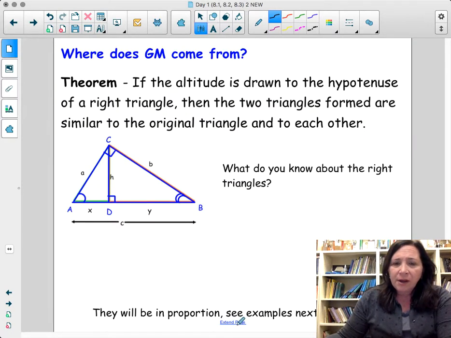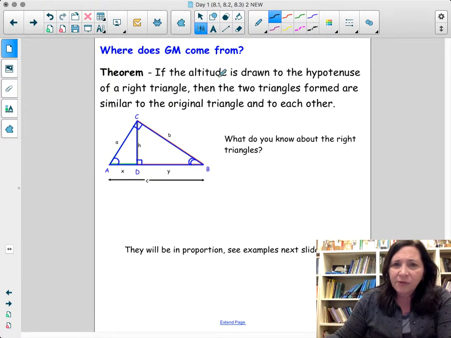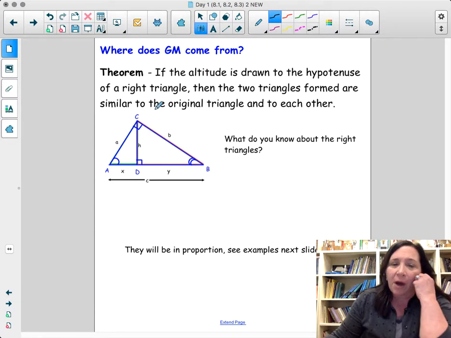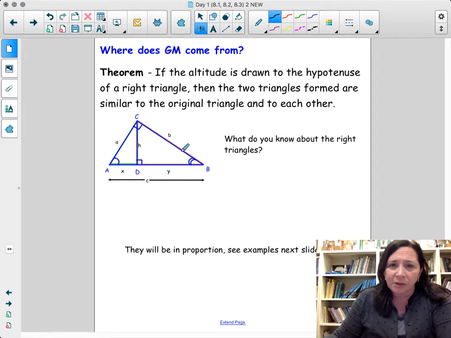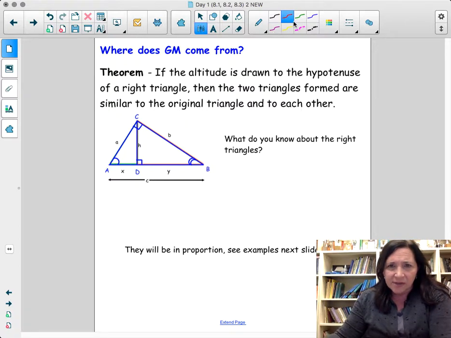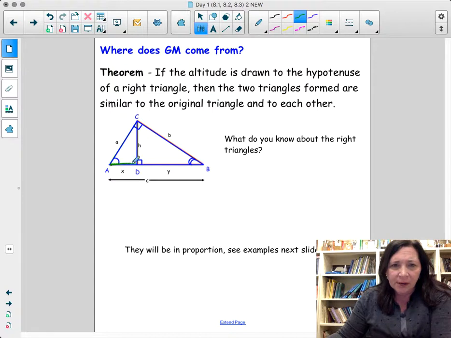Okay. So where does the geometric mean come from? If the altitude is drawn to the hypotenuse of a right triangle, then the two triangles formed are similar to the original triangle, and they're also similar to each other. Meaning, I don't know if you can see this, I think this is green here. You have a smaller leg here. This small leg is similar to this small leg on this triangle.